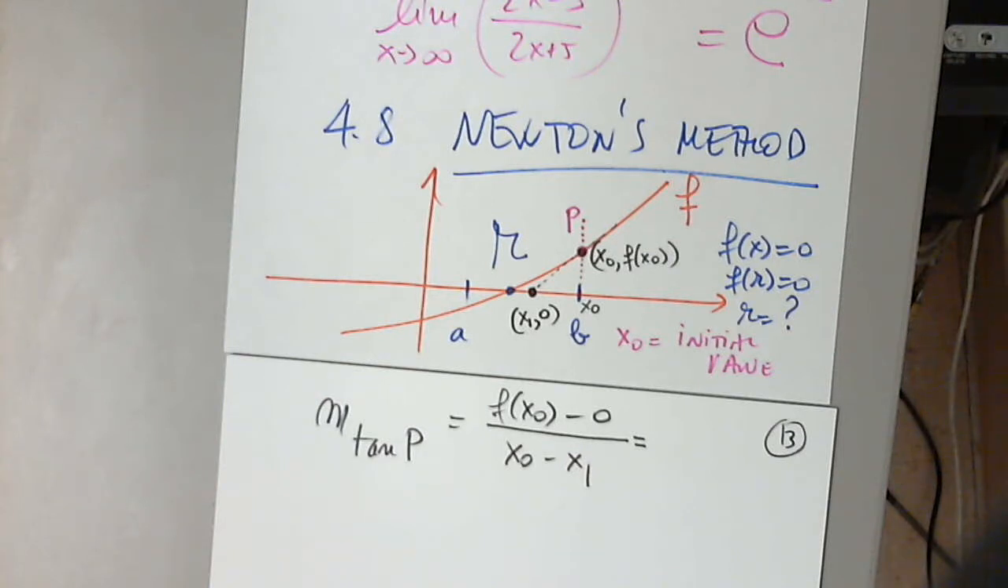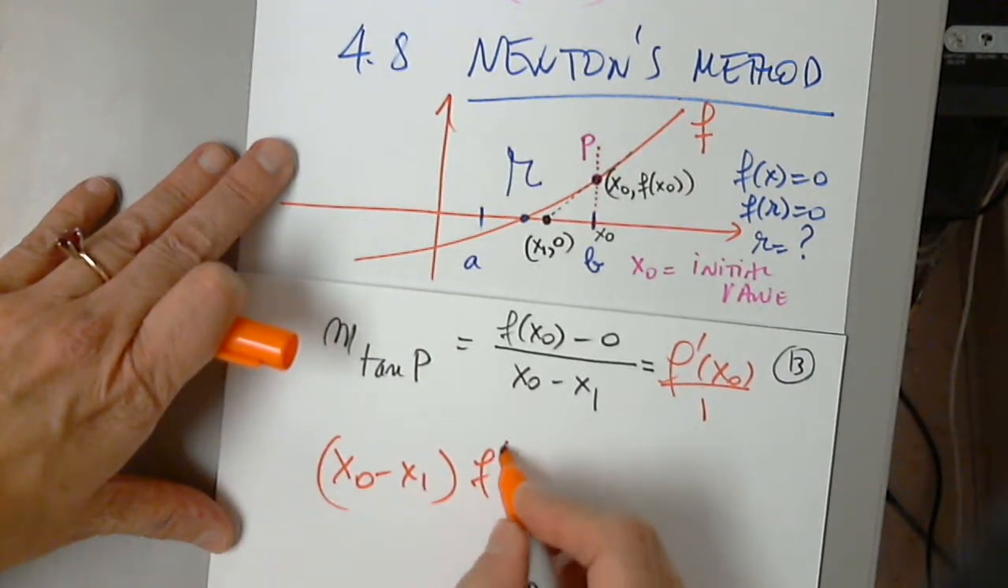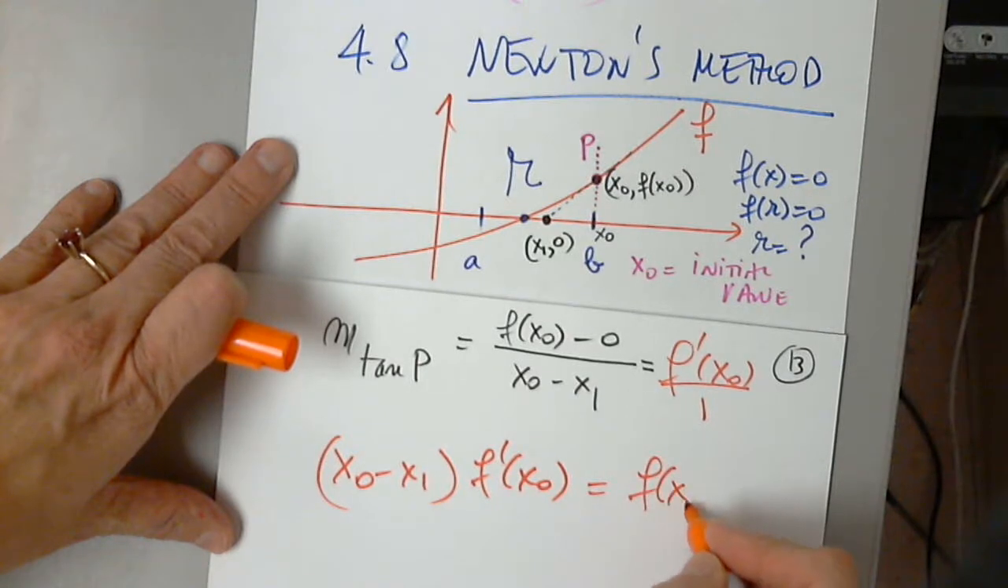It's the tangent at P. How have I determined the slope of the tangent at P? Yes, f prime of x0, right? So this is f prime of x0 because the x of P is x0. Would you agree with that? Yeah. Good. Let's cross multiply. So I have x0 minus x1 times f prime of x0 equals f of x0.